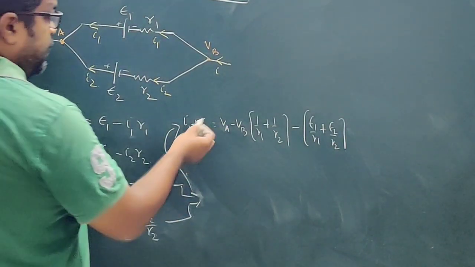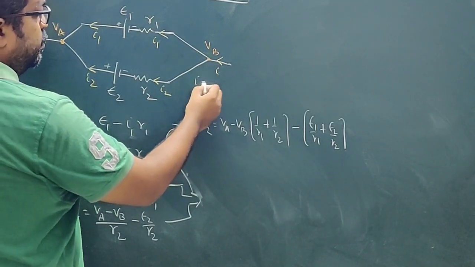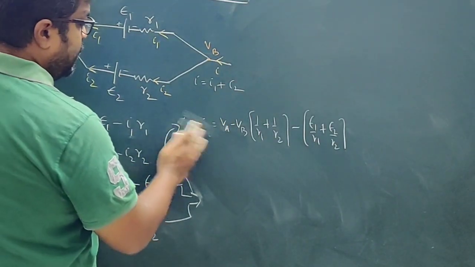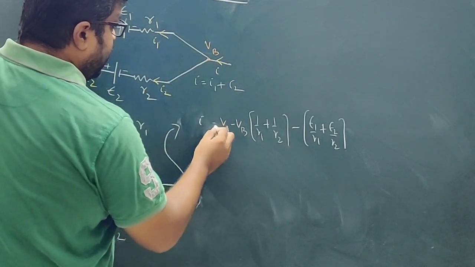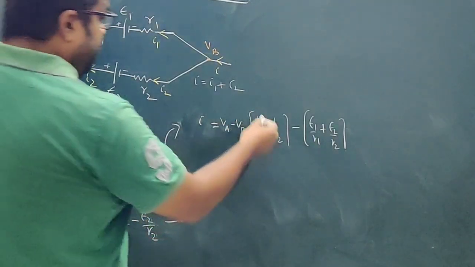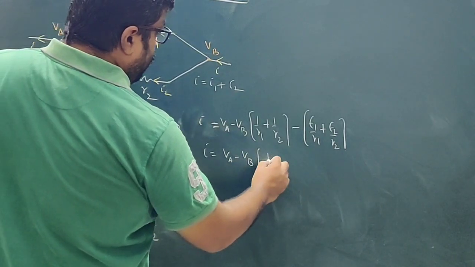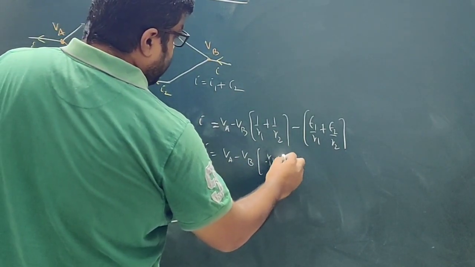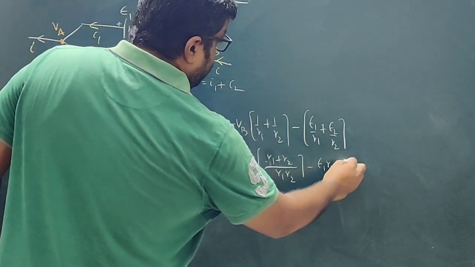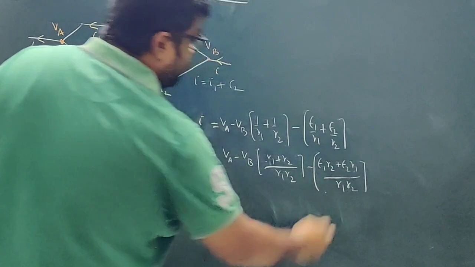Okay, so now see, this current I branches out as I1 and I2, so I is equal to I1 plus I2. So I can replace this I1 plus I2 as I. So I is equal to this quantity. From this I can write I is equal to (VA minus VB) times (R1 plus R2) divided by R1 R2, minus (E1 R2 plus E2 R1) divided by R1 R2. Correct?